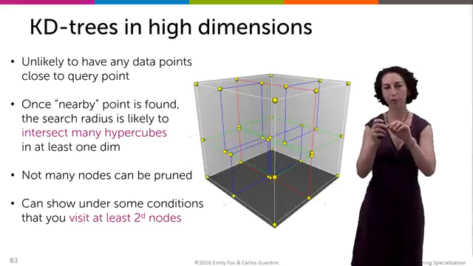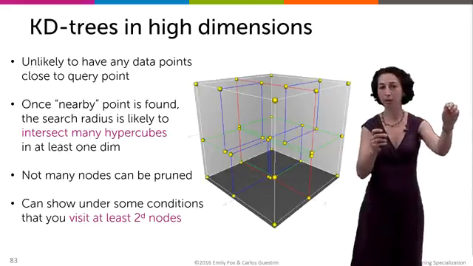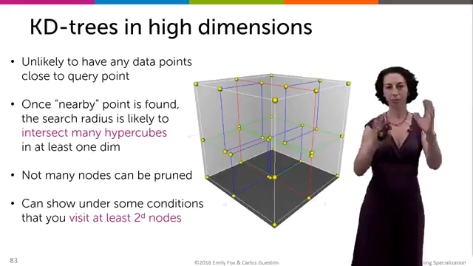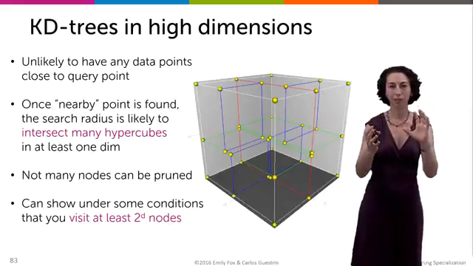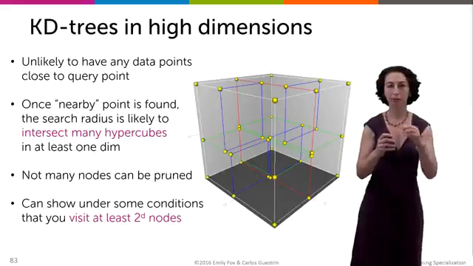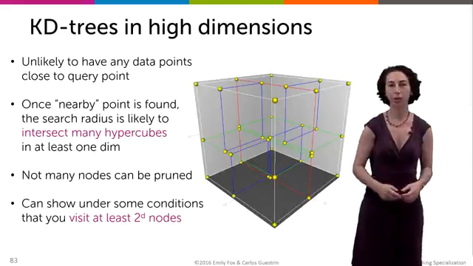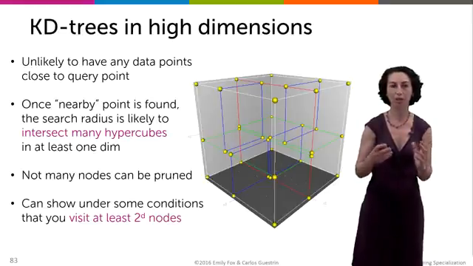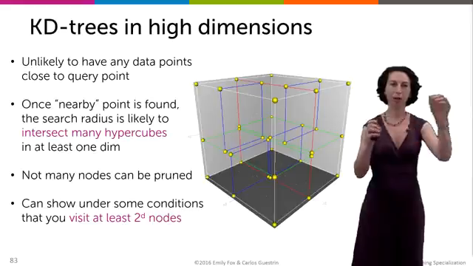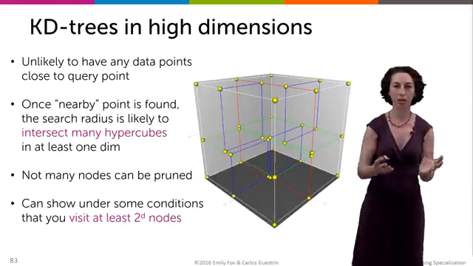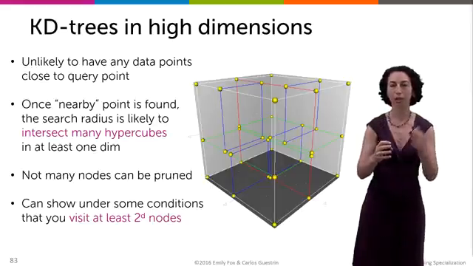And remember, what we do is we draw a radius to that nearest neighbor so far, and we think of, now in high dimensions, this big sphere, this hypersphere, and we can only prune bins if the distance to that bin is greater than the distance to the nearest neighbor so far. But what happens in these high dimensions is that this big sphere, this radius to our nearest neighbor so far, intersects lots and lots and lots of these hypercubes in at least one dimension. And so we can't prune them.